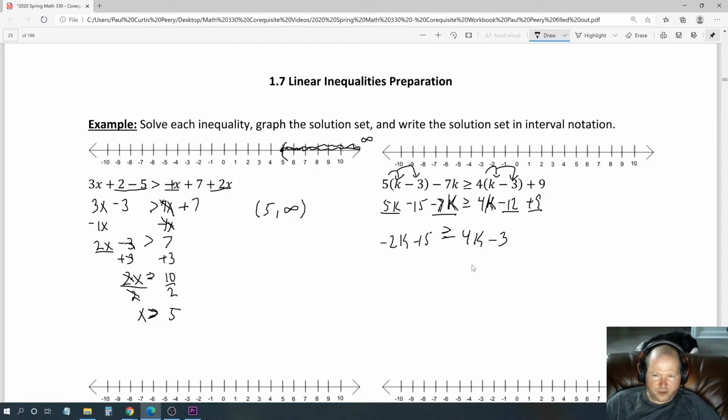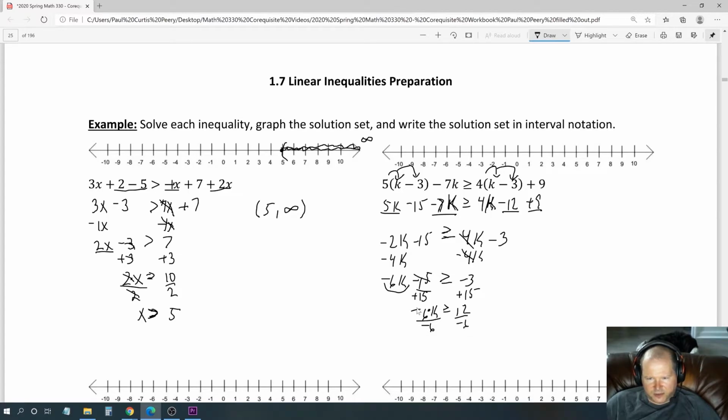Then we want all the variables on one side. So I'm going to say minus 4k. Whatever I do to one side, I do to the other. Cancel, cancel. Negative 2k minus 4k is negative 6k. Next, we want to get the negative 6k by itself. We're going to undo the subtraction of 15 by adding 15. Whatever we do to one side, we do to the other, giving me negative 6k is greater than or equal to 12.